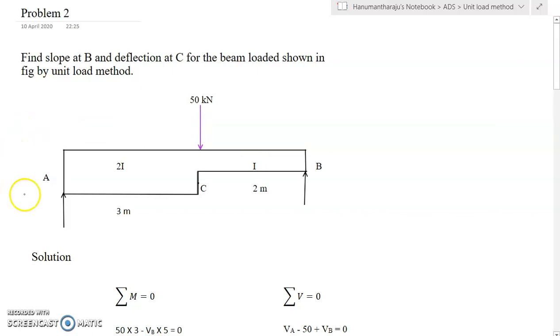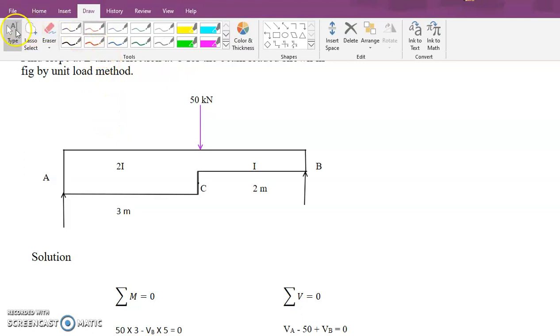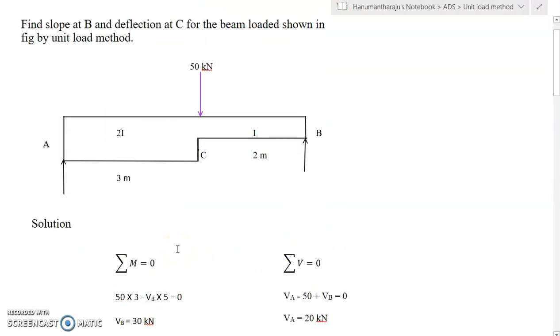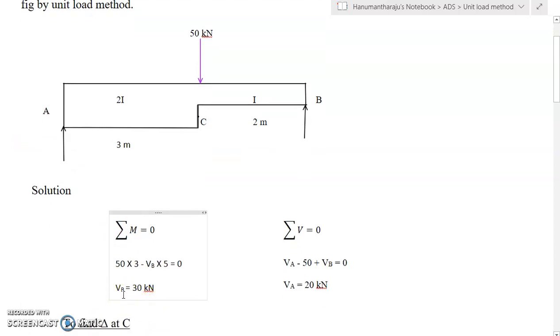Let us take moment about point A. The moment about A is VA into 0, then 50 into 3 producing a clockwise moment, plus 50 into 3 minus VB into 5. It produces an anticlockwise moment. Therefore, we are getting vertical reaction VB as 30 kilonewton.